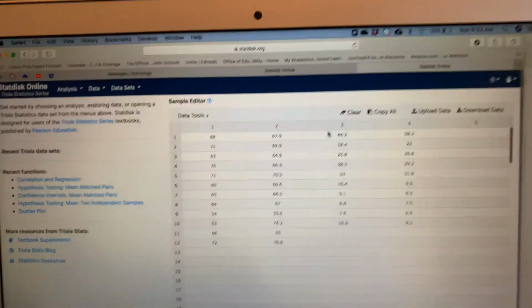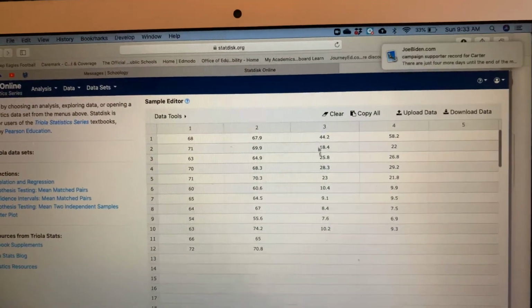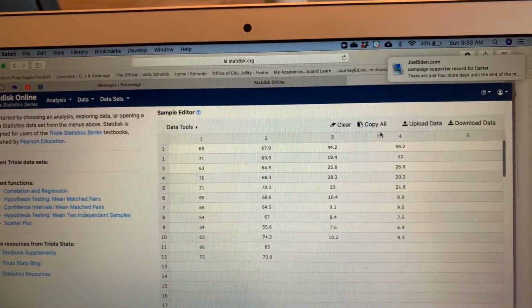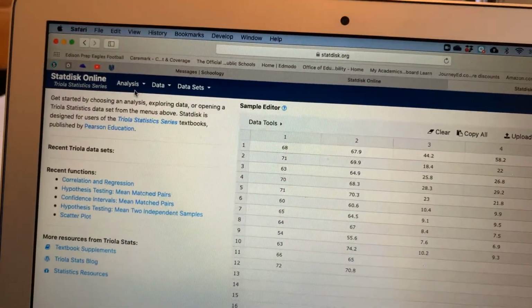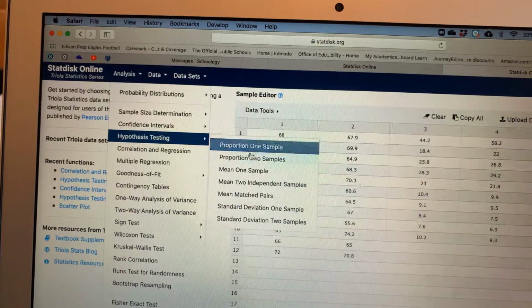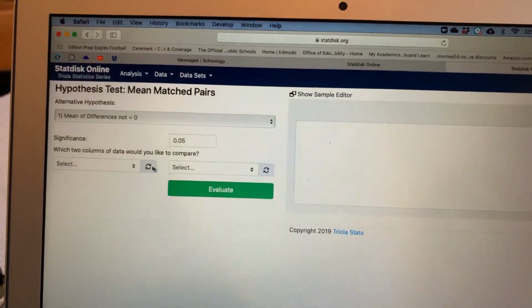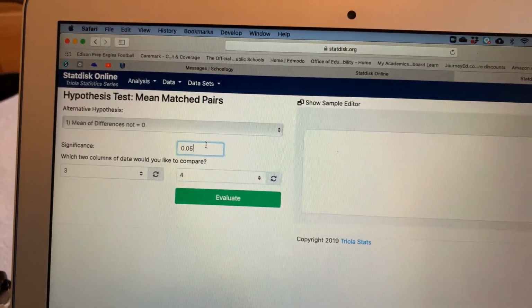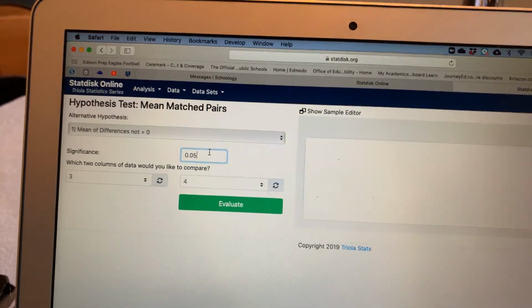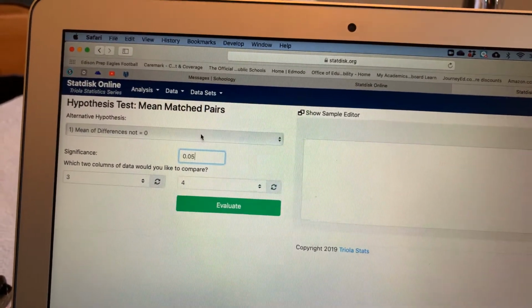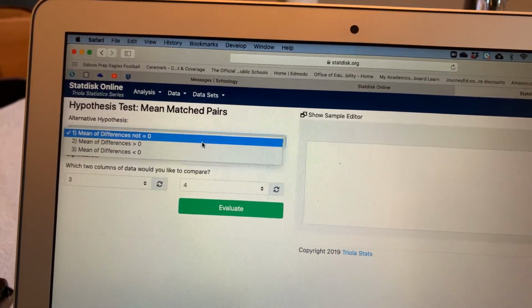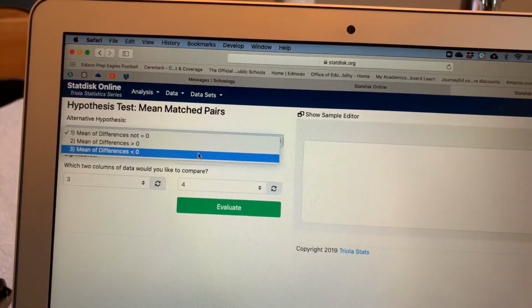So I'm going to show you up here where I have entered, yep, okay. Columns 3 and 4 are the data. I'm sorry, I said that wrong. Phoenix is in column 3 and Prince is in column 4. So when I go to analysis, hypothesis testing, this time mean matched pairs because I actually have the data, I need to tell it column 3 is the first one and column 4 is the second one. A significance level of 0.05 is great, but I have to remember to change my alternative hypothesis. It's tempting to forget. It's not just not equal to. I think Prince did better than Phoenix, so I think this is a negative value. The mean of the differences is less than 0.